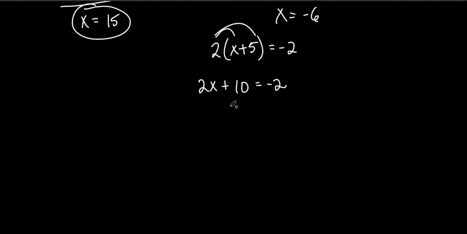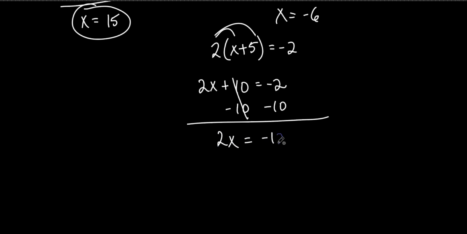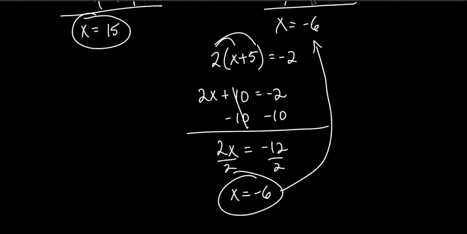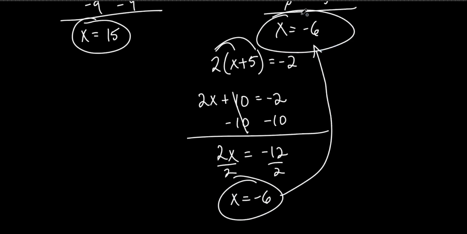And now I could do what? Subtract the 10 from both sides. That cancels. Bring down the 2x equals -2 minus 10 is -12. Divide both sides by 2. X is -6, just like it was when we did it earlier.